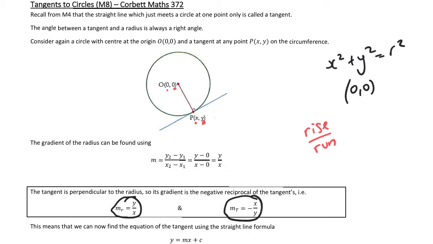And then once we've got the gradient of the tangent, we can substitute that into the equation of a straight line, y equals mx plus c. We'll have the gradient, an x coordinate and a y coordinate, so we can work out the corresponding c value. So we can work out the equation of the tangent.